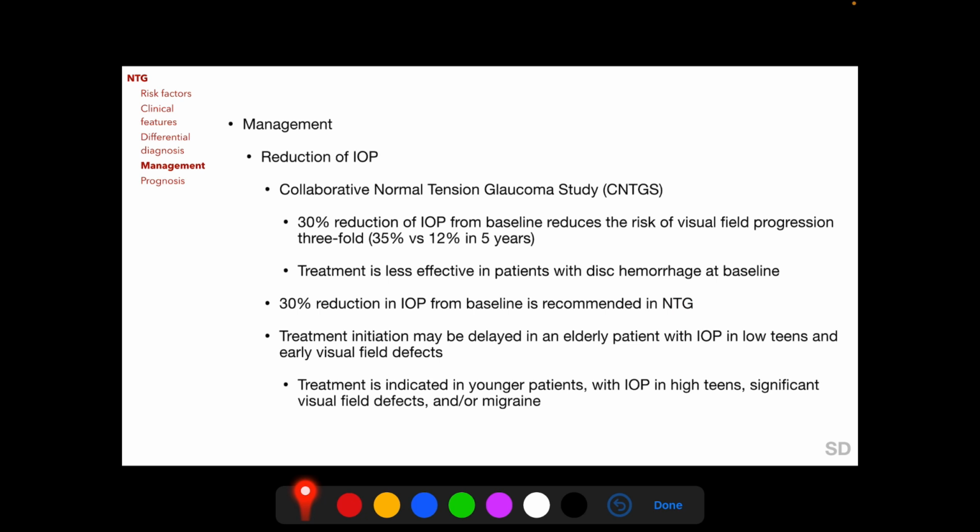And we have discussed the concept of target pressure in the previous session on primary open-angle glaucoma. Treatment initiation may be delayed in an elderly patient with IOP in the low teens and with early visual field defects, but treatment is indicated in younger patients with intraocular pressure in high teens, significant visual field defects, and/or migraine.